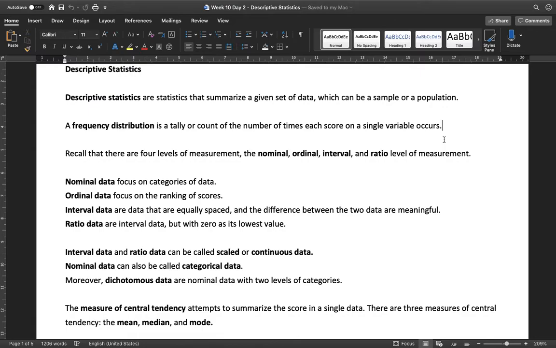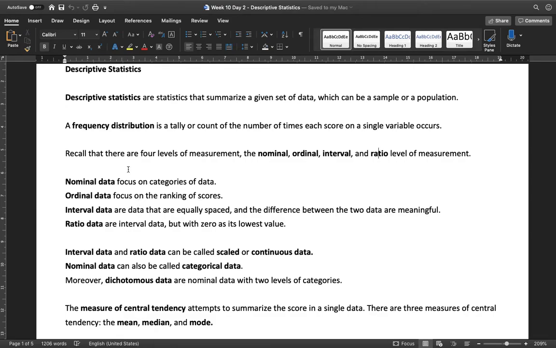Now, it's important na kapag nag-research tayo, alam natin yung level of measurement natin kasi nakadepende dito kung paano natin i-describe yung data natin. Now, there are actually 4 levels of measurement. The nominal, ordinal, interval, and ratio level of measurement.